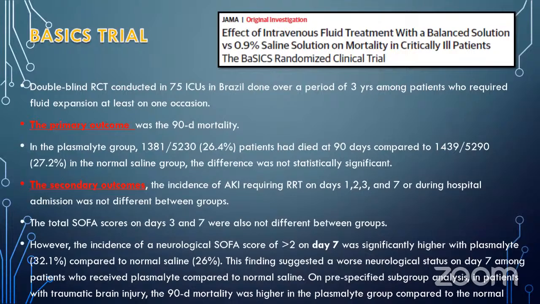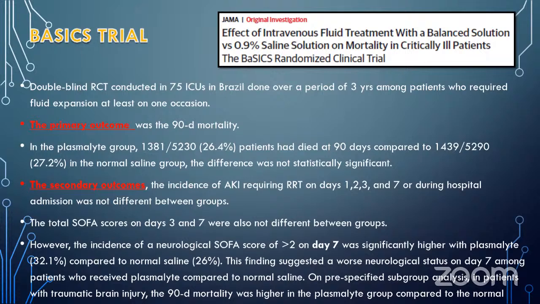another study, that is the BASICS clinical trial, which is a double-blinded trial conducted in over 75 ICUs in Brazil over a period of 3 years. And basically, the primary outcome which they studied was the 90-day mortality. They differentiated the patients into two arms, mainly the balanced solution and the normal saline group. And in that also they again did two subgroups, two specific arms. One is the high infusion rate and the low infusion rate.